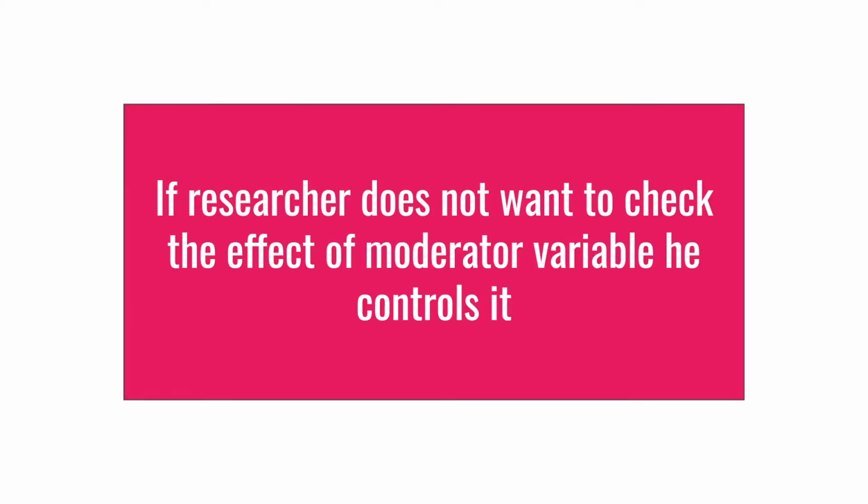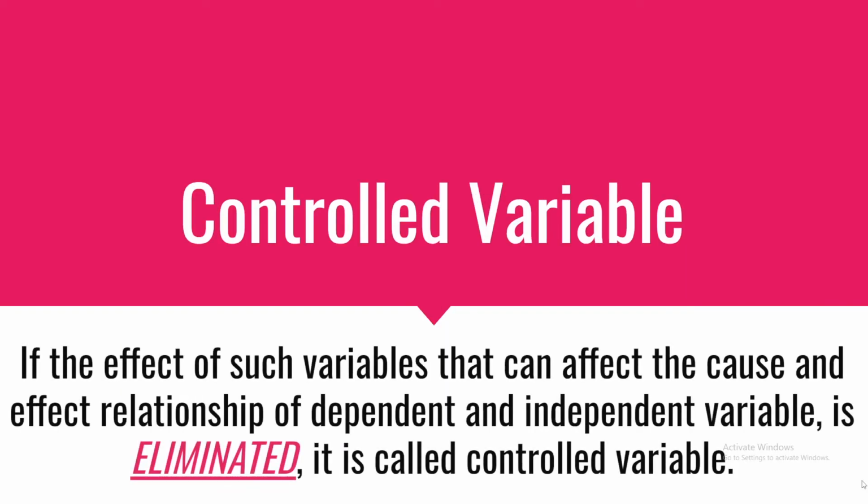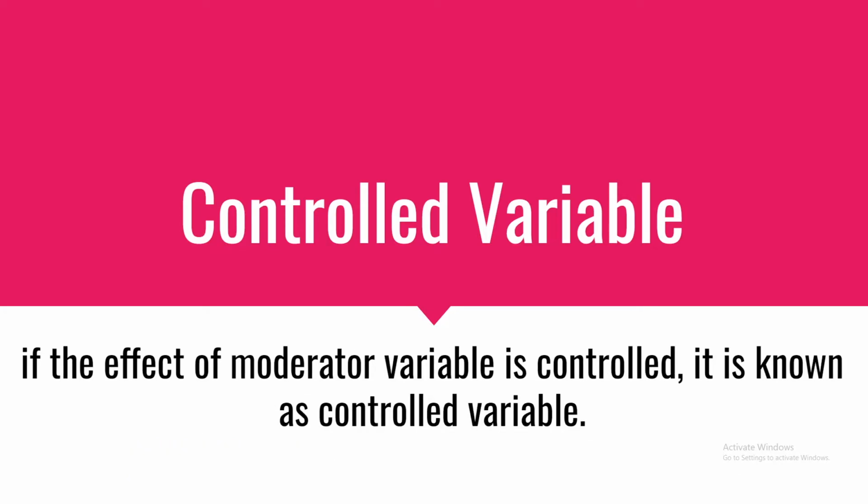If the researcher does not want to examine the effect of the moderator variable, he controls it. If the effect of variables that can affect the cause and effect relationship of dependent and independent variables is eliminated, it is called a control variable. In other words, if the effect of the moderator variable is controlled, it is known as the control variable.